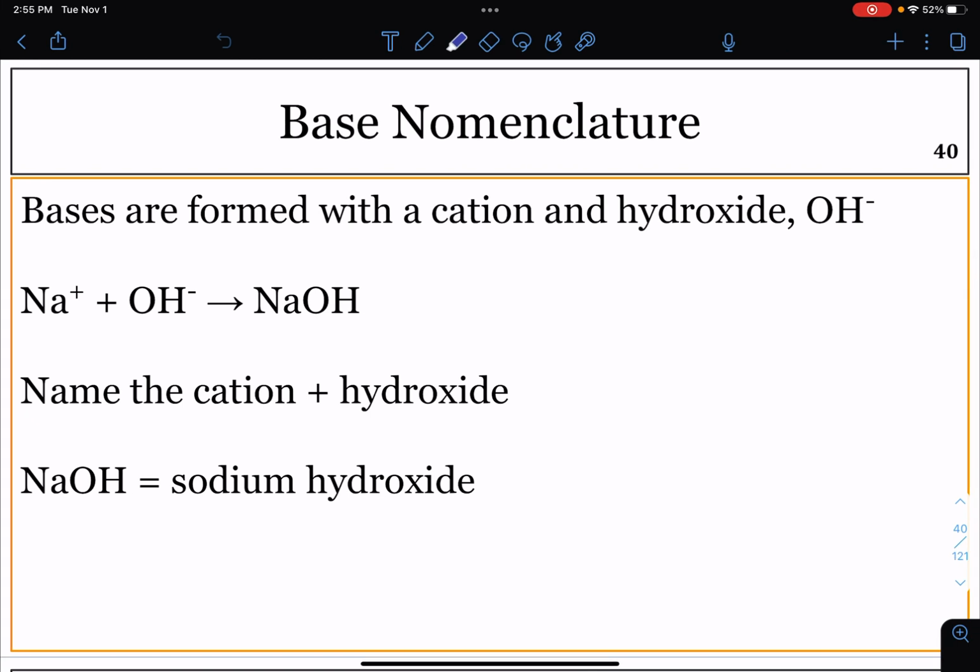So we can name this by just naming the cation, then tacking on the word hydroxide, because every base has hydroxide. Of course, there are some exceptions, but for now, every base has a hydroxide. So NaOH is named sodium hydroxide, and that's it. It's as easy as that.